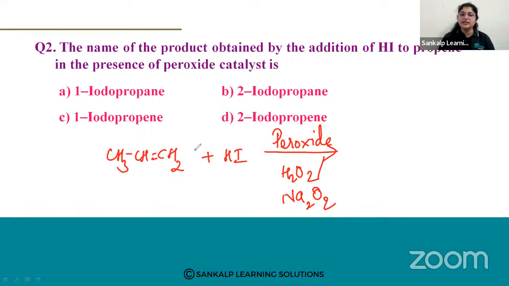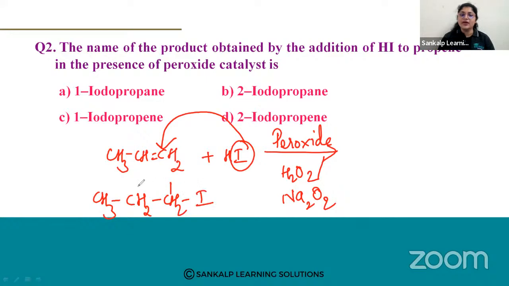So if peroxide is written, then the negative part will be added to the carbon across the double bond which has more number of hydrogen atoms. So this will be CH3, then this hydrogen will be added to this carbon, so it will be CH2I. When you are naming it, this will be 1, 2, and 3, so it will be 1-iodopropane. So option A is the right answer.